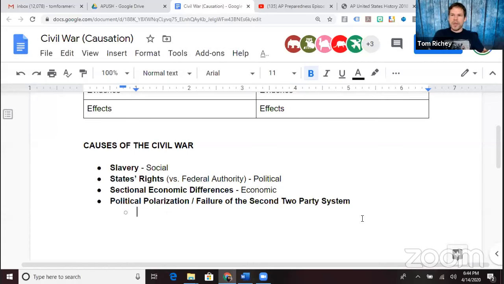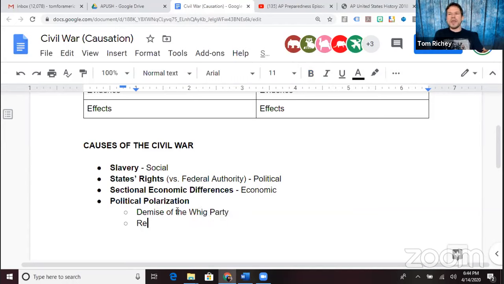You don't have to go into a set framework, anything that you can back up with evidence. I'm going to take a look at what y'all are putting down as far as some causes. But if I wanted to look at political polarization, what we would say here is the demise of the Whig Party, and then the founding of the Republican Party, which was sectional. So for the first time, one of the major parties is a sectional party.